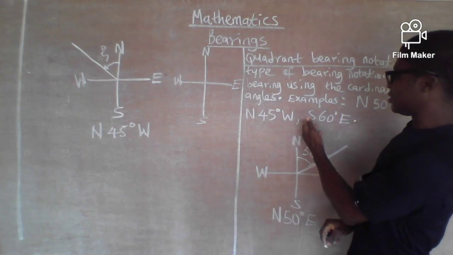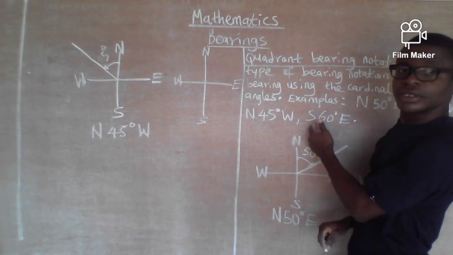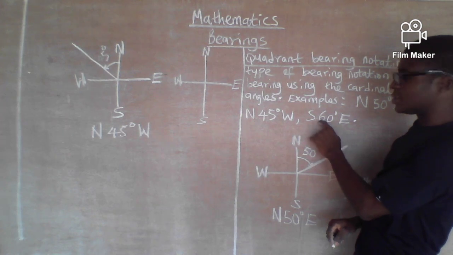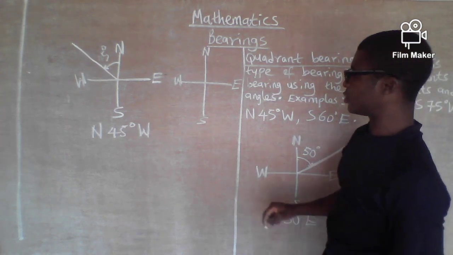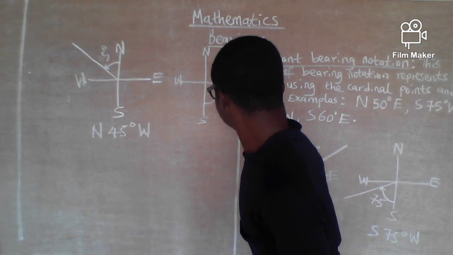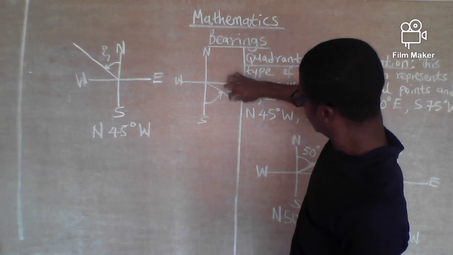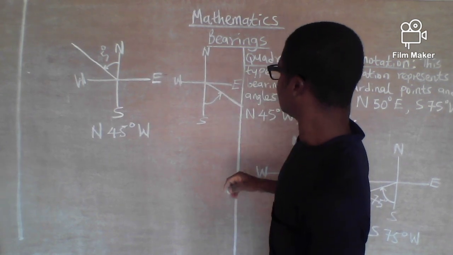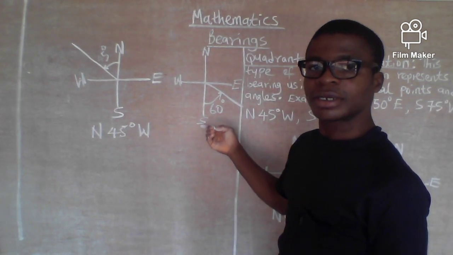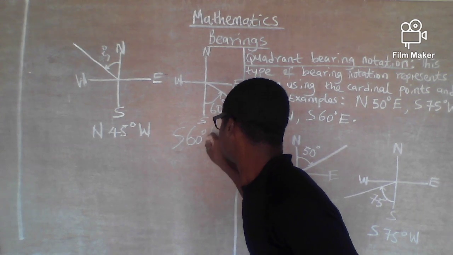Now what is the bearing? The bearing is south 60 degrees east. So the reference point is at the cardinal point south. From the cardinal point south, measure 60 degrees to the east direction. Where the angle stops, draw a line that represents the distance traveled. So this is the diagrammatic representation of the bearing south 60 degrees east.